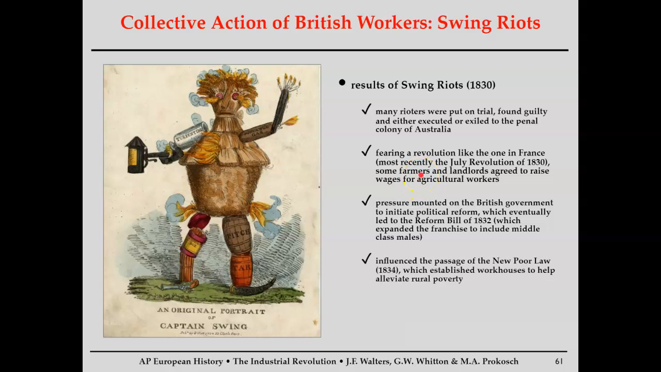The British government is going to respond by putting people on trial, but also look at what else they're going to do. They're not just going to bring the hammer down, because if you keep bringing the hammer down, that eventually might create the seeds of a revolution. The British government kind of knows exactly when to pass a reform bill to assuage these feelings of animosity. So these Swing Riots are in 1830. The British government's going to pass the Great Reform Bill of 1832, which increases the franchise, the ability to vote, to now the middle class.